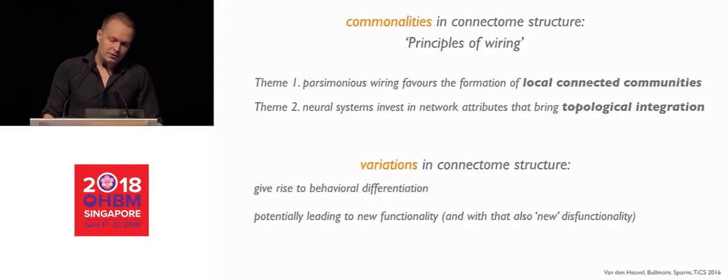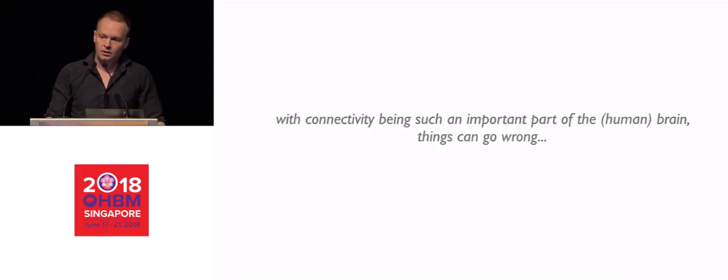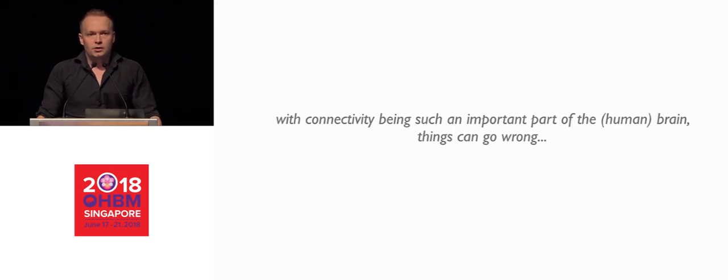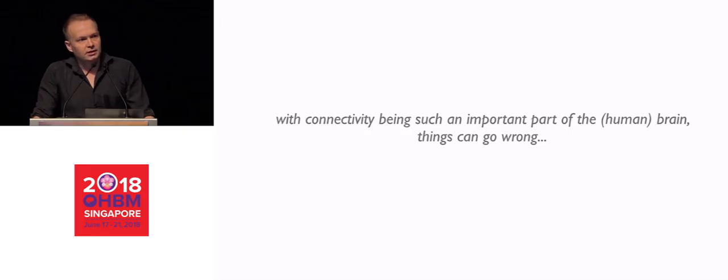So taken together, this might suggest that variations in connectome structure might also give rise to behavioral differentiation, perhaps leading to a quite unique type of brain functionality, but perhaps also brain dysfunctionality. So in the remaining time, I would therefore like to discuss this from a slightly broader perspective.